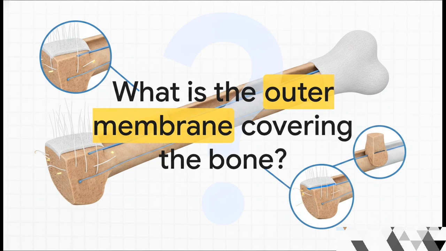Moving on to question 2. The tough outer membrane covering the bone, anchored by Sharpey's fibers, is called the what? A, endosteum, B, articular cartilage, C, periosteum, or D, medullary cavity. Think back to our outside-in dissection. The correct answer is C, the periosteum.